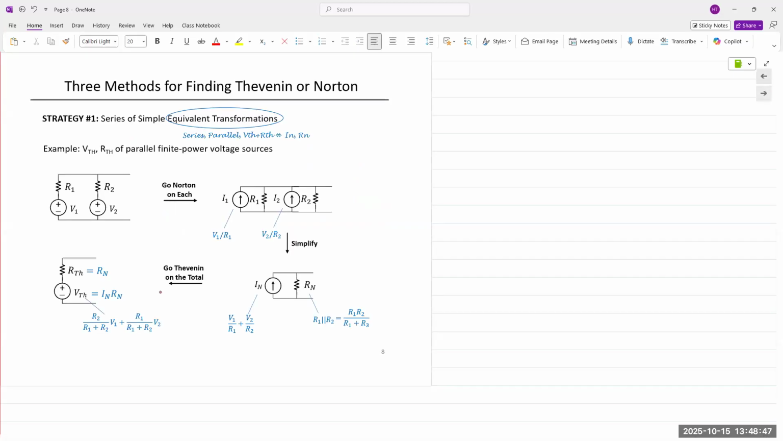All right, so the first strategy to finding Thevenin or Norton equivalent circuits. Let's say we have a simple connection of sources, two voltage sources, V1 and V2, each with a source resistance of R1 and R2. What we can do is perform source transformation. Now, source transformation, as I said, is a little tricky. The way it works is like this.